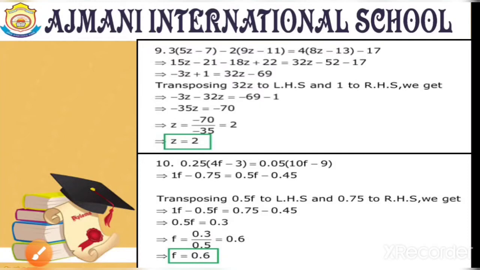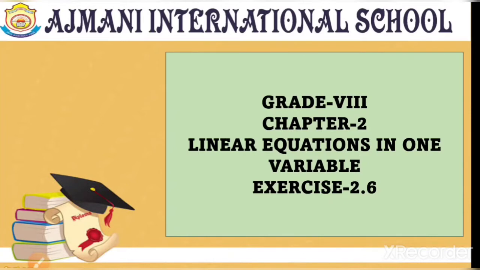This is your answer. Now, some students ask sometime that we should keep it 3 by 5 or we should convert it into 0.6. So I would suggest you, if your question is in the decimal form, always go with the decimal answer, or if it is in the fraction form, prefer fractional form as your final answer.